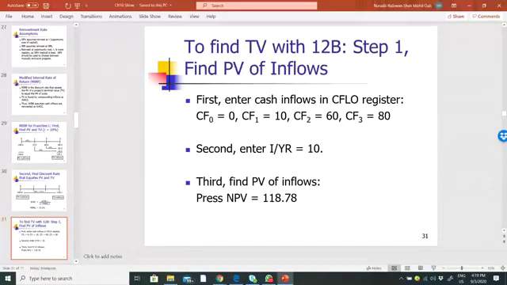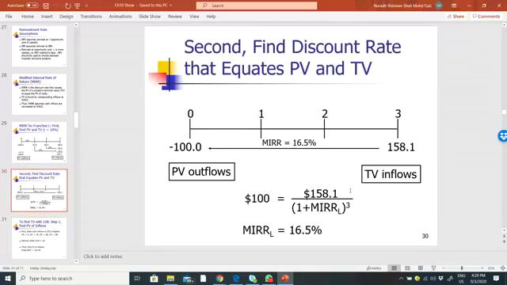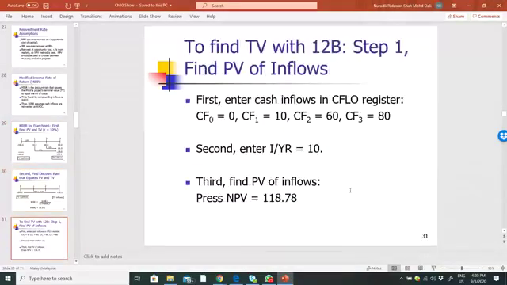To find the terminal value with the 12B calculator, step 1, find the present value of inflows. First enter CF0 equal to 0, CF1 10, 60, and then 80. Second, enter I equal to 10. Third, find the present value of inflows by pressing NPV, which equals 118.78.